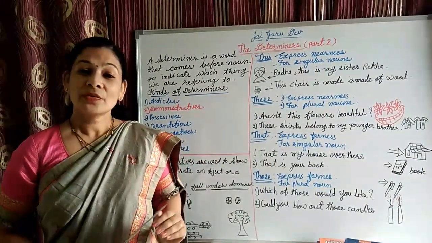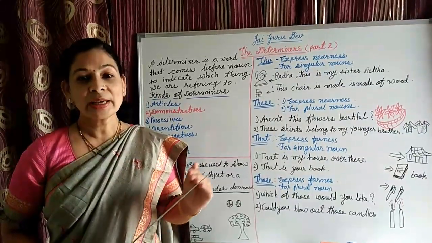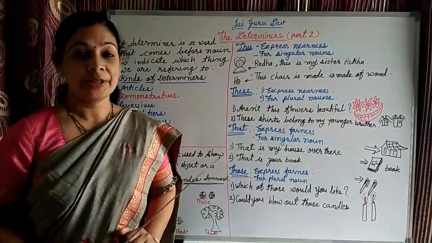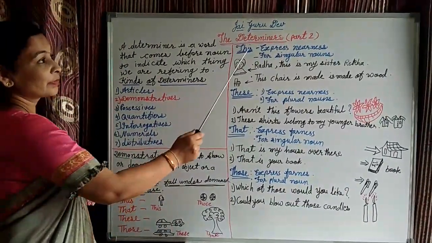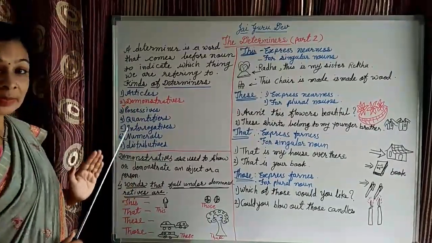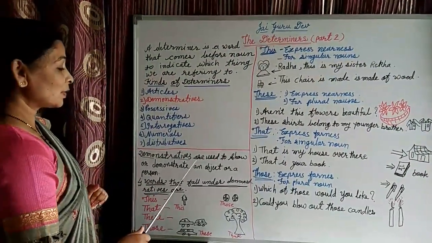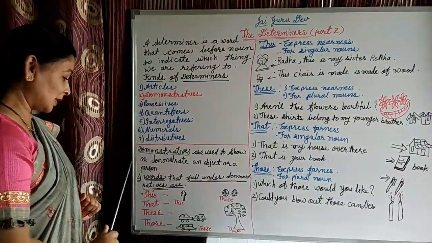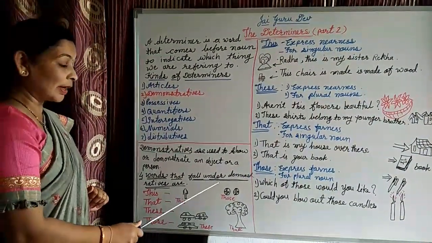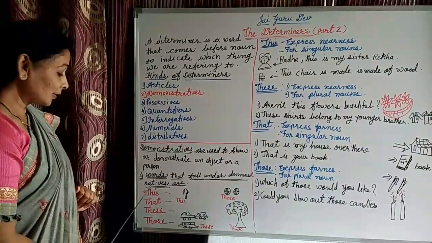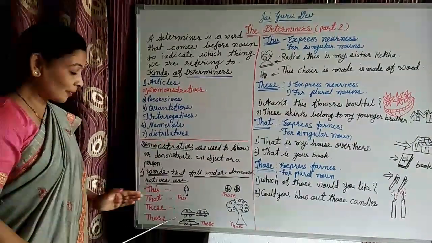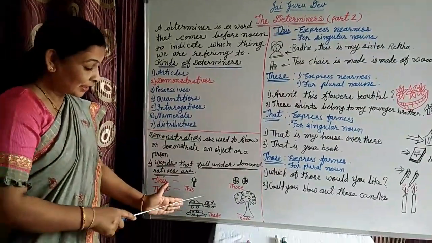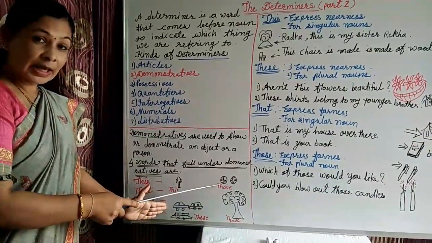Why? Because with the help of these words, we can demonstrate or show something. What am I going to teach here? Demonstrative determiners. What are demonstrative determiners? Demonstratives are used to show or demonstrate an object or a person. Four words that fall under demonstratives are this, that, these, those. This is a tree, that is a tree. These are cars, those are cars.